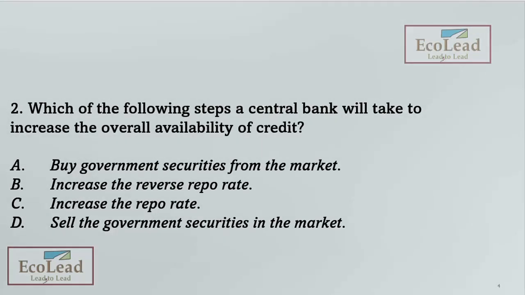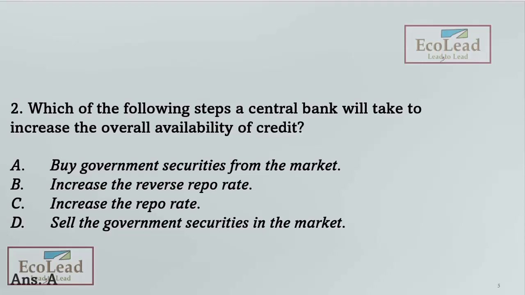Which of the following steps a central bank will take to increase the overall availability of credit? Means how much money is available in an economy for credit purposes. Let us check. First option, buy government securities from the market. Second option, increase the reverse repo rate. Third option, increase the repo rate. And fourth option, sell the government securities in the market. Here I will pause for a few seconds so that you can think about the answer. Well, here is the answer, the first one.